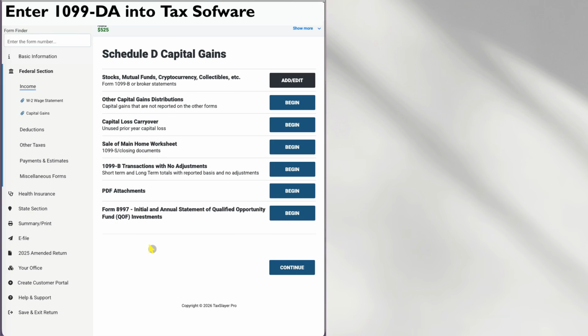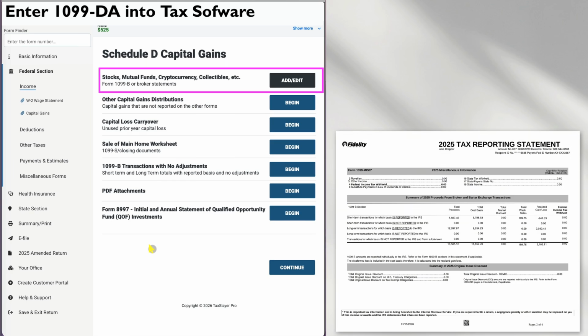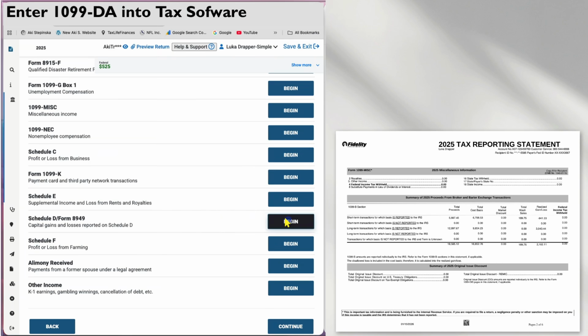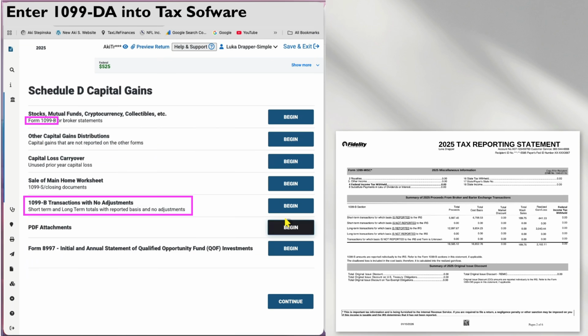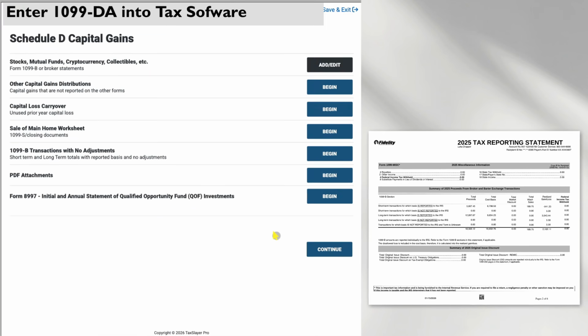If your software does not list 1099-DA specifically, you will enter the information the same way you would enter stock sales. Here I see Schedule D and Form 8949 listed. I will select the section for stock, mutual funds, and cryptocurrency sales. It may also reference Form 1099-B or broker statements.